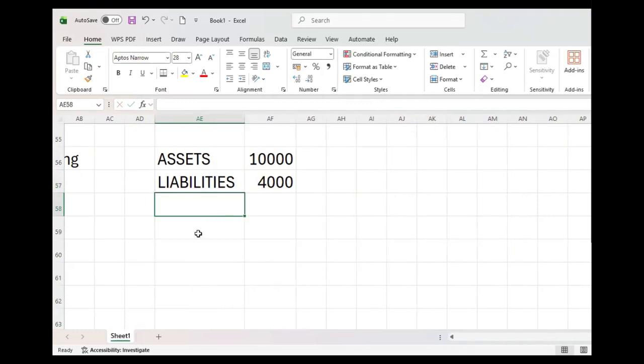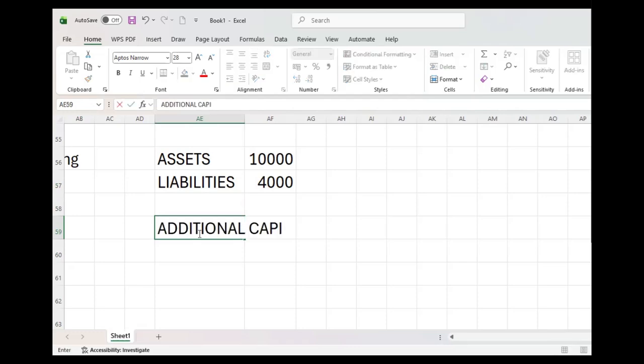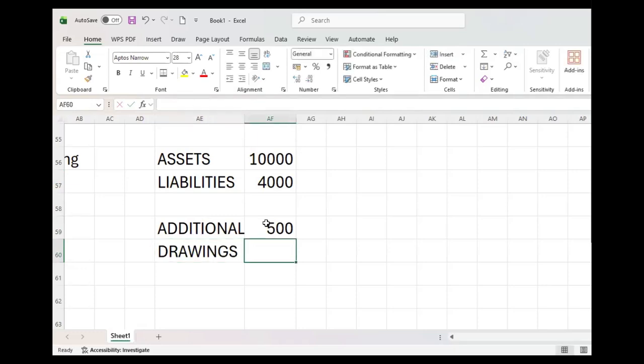And then I have my additional capital of 500 and drawings of, let me make this 1,000 and drawings 500. Okay, so how do we find our capital at the end?